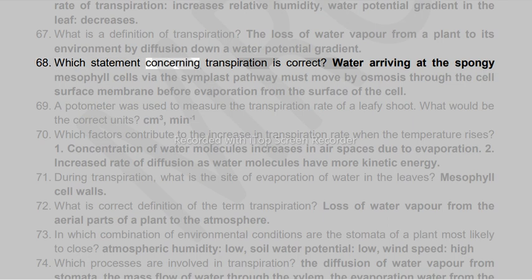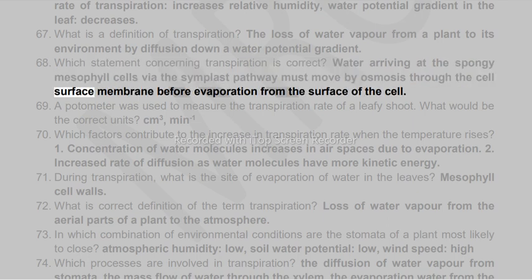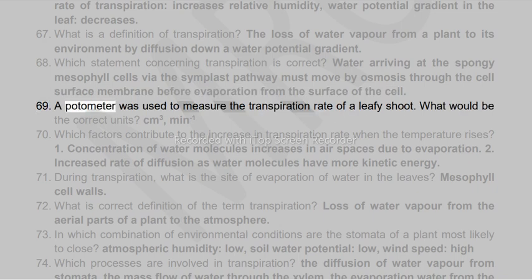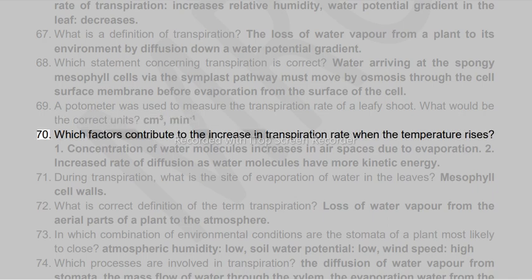68. Which statement concerning transpiration is correct? Water arriving at the spongy mesophyll cells via the symplast pathway must move by osmosis through the cell surface membrane before evaporation from the surface of the cell. 69. A potometer was used to measure the transpiration rate of a leafy shoot. What would be the correct units? cm3 per min.